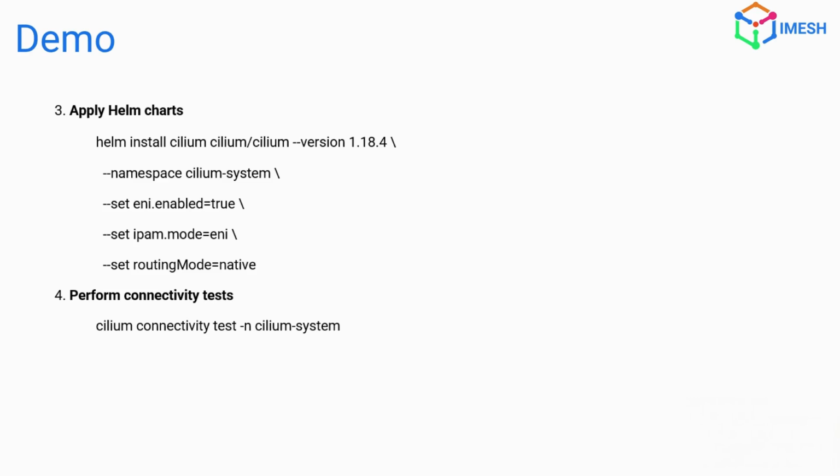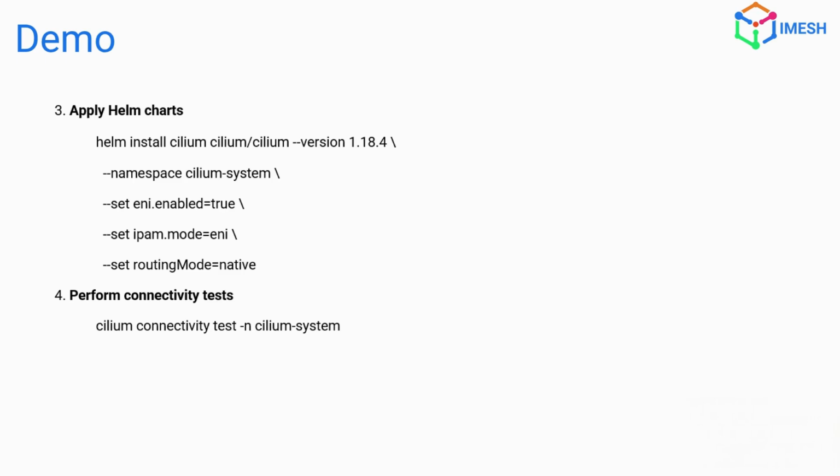Moving to step 3, deploying Cilium. We will now install Cilium using Helm with specific flags. We run helm install, setting ENI enabled to true and IPAM mode to ENI. This explicitly tells Cilium to use the AWS network stack. Once this finishes, if you check your nodes again, you should see them transition to ready.